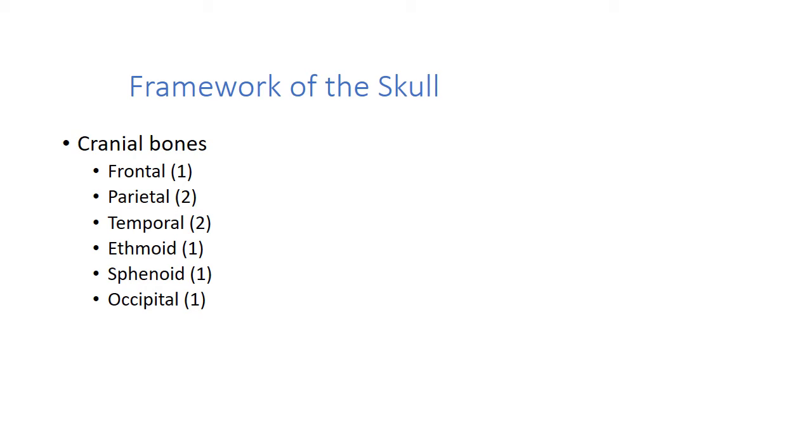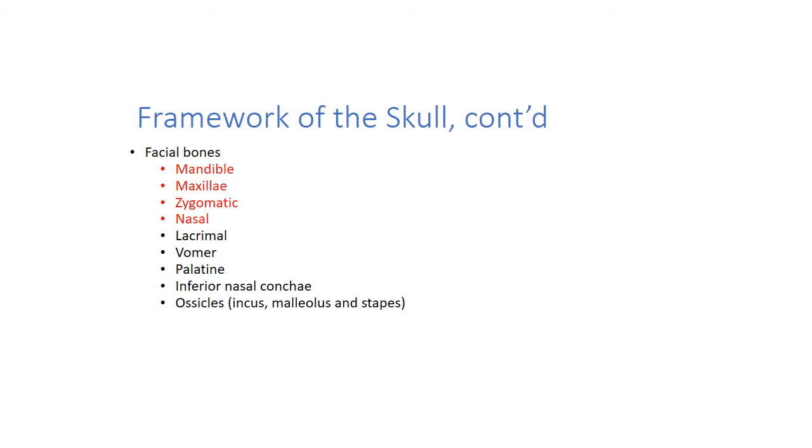Okay, continuing on, we're going to talk about the mandible, which is actually the jawbone, and it's the only movable bone in the skull. It is attached to the skull via the temporomandibular joint, also commonly known as TMJ. The bones here noted in red, the mandible, the maxillae, the zygomatic, and nasal bones are the bones that I require you to know. Let's talk about the maxilla. The maxillary bones, there are two of them, they form the upper jaw. The zygomatic bones are the cheekbones. The nasal bones form the upper part of the nose bridge.